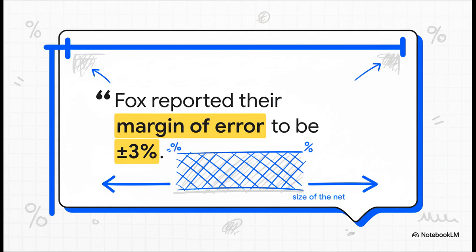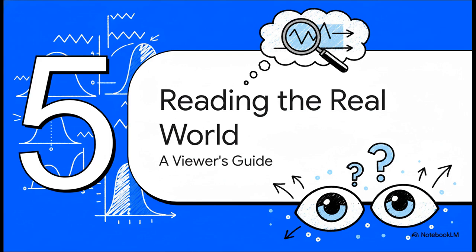And there it is, that familiar little phrase. This plus or minus 3% is the exact same thing we've been talking about this whole time. It's the size of the net. It means they created a 95% confidence interval that stretches from 79% on the low end to 85% on the high end. That's the margin of error you see in the news. So, the crucial point is, knowing this makes you a much, much smarter consumer of data. You can now look right past the headline number and actually understand the uncertainty that's hiding behind it.